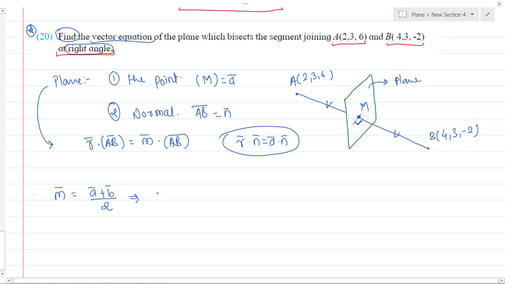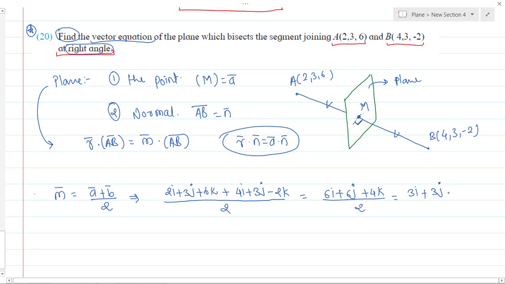Okay, so let's solve this. A bar is how much? We have 2i plus 3j plus 6k plus 4i plus 3j minus 2k, whole divided by 2. This is equal to, 2 plus 4 becomes 6i, 3j plus 3j becomes 6j, and 6 minus 2 becomes 4k, whole divided by 2. This is nothing but 3i plus 3j plus 2k. This is what we get as the M bar.